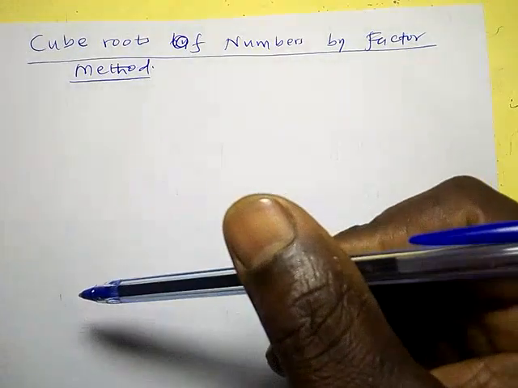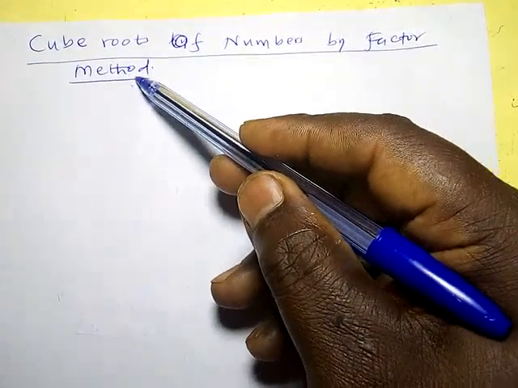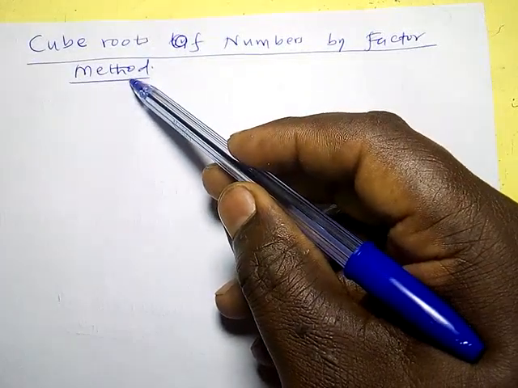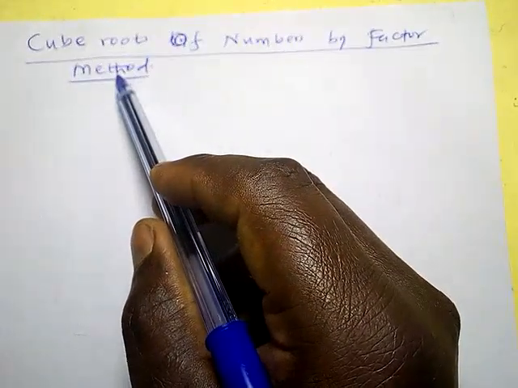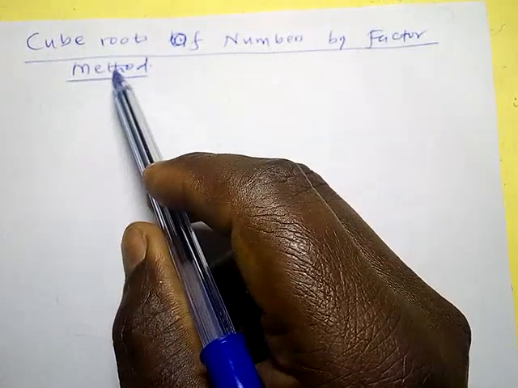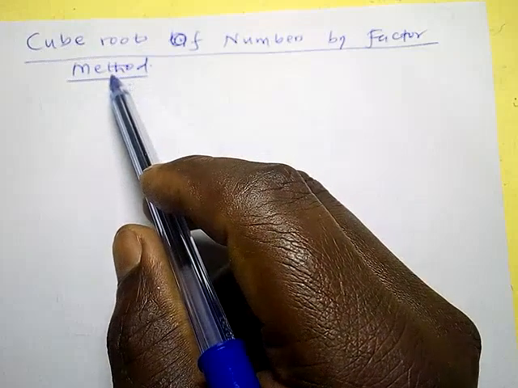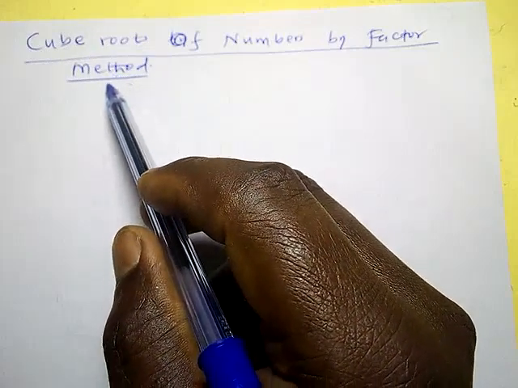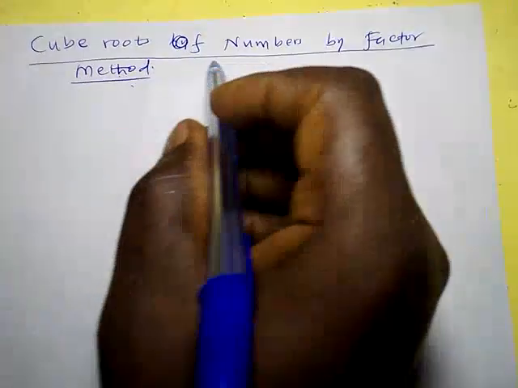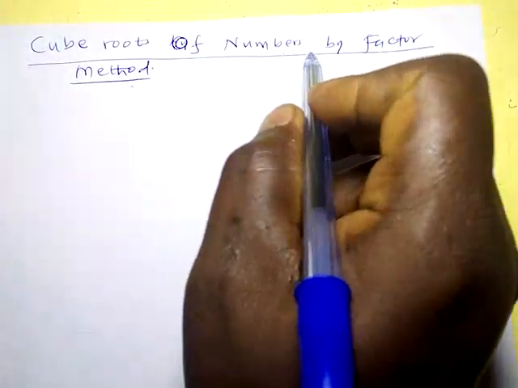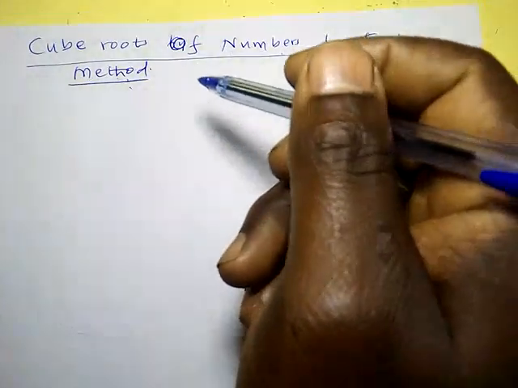So we have 2 methods we can use to find the cube roots of numbers. Number 1 is the factor method, where you express the given number into its prime factors, and these prime factors are then written as groups of 3 equal factors. So we have the cube roots of numbers by the factor method, and then we will look at how to use the mathematical table.